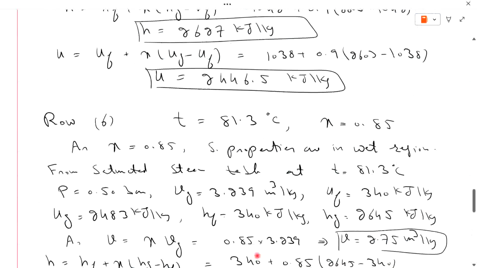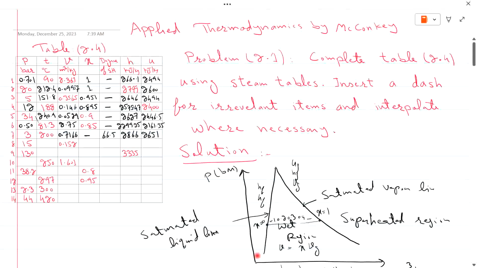So put this value in row number 8. In row number 8, temperature is 250 degrees centigrade. Degree of dryness is not defined. Degree of superheat is 51.7 degrees centigrade. Specific enthalpy is 2925 kilojoule per kg and specific internal energy is 2697 kilojoule per kg. Now at row number 9, temperature is given and enthalpy is given 3335 kilojoule per kg.